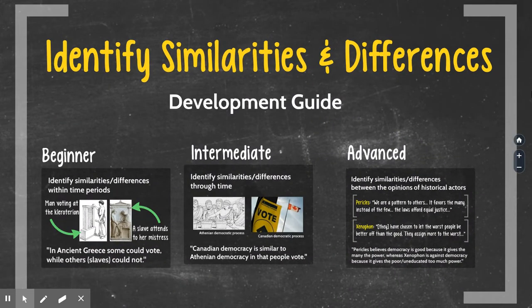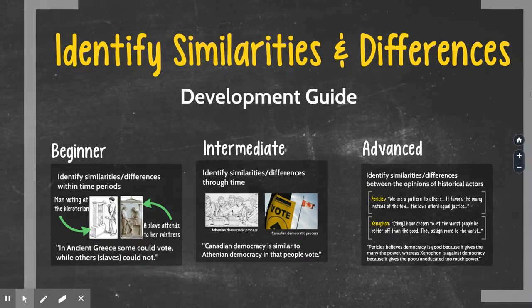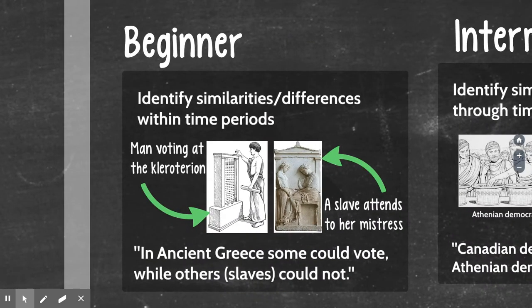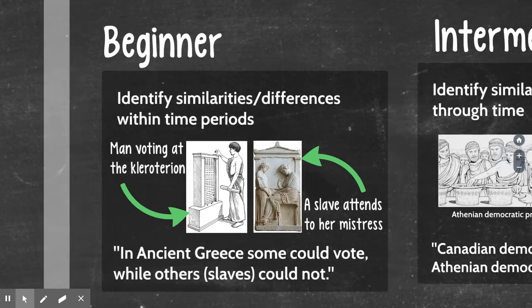So here we have the development guide. This will give you an idea of a beginner, intermediate, and advanced version of these questions. So we're using Athenian or Greek democracy here as our example. So a beginner similarity and differences question for Greek democracy would look something like this. You might get two documents, one of a man voting at a cleroterion and the other document of a slave attending to her mistress. And so students will have to put something together like in ancient Greece, some could vote while others, specifically slaves, could not. So this would be a difference.